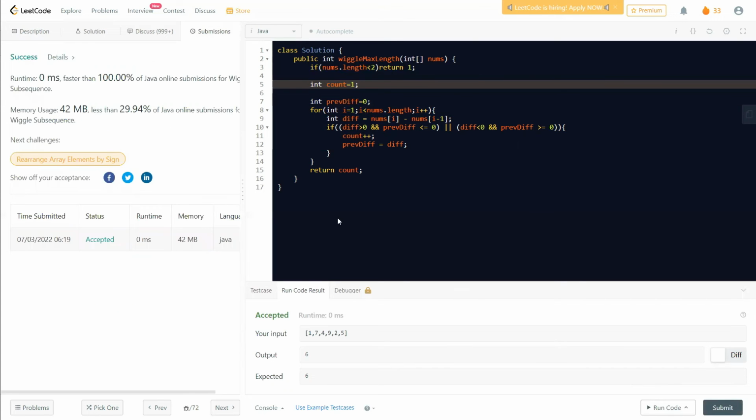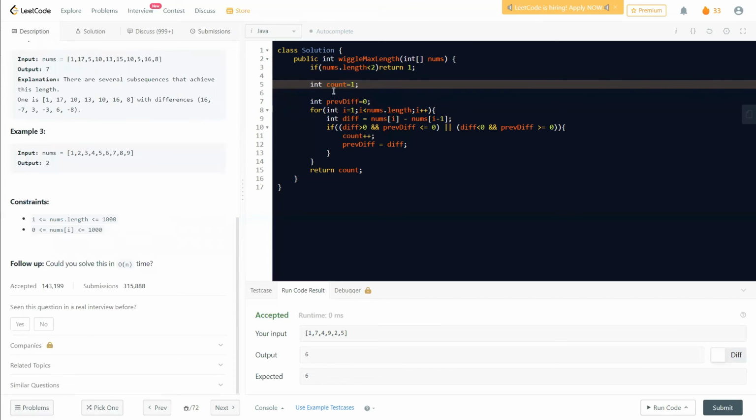All right, so that's what we find here, this is a 0 ms solution, and you can see this is faster than 100%. So let's understand how this question actually works and what this is exactly.